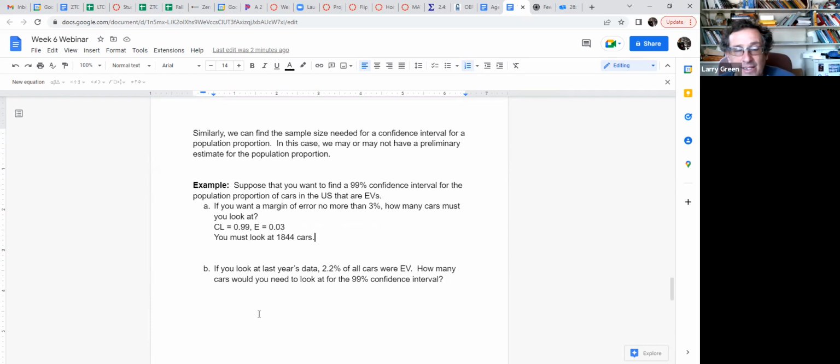Okay, now let's look at part B. If you look at last year's data, 2.2% of all cars are EV. Okay, I found this using Google. I went online. That's what it said. So how many cars would you need to look at for the 99% confidence interval? What's different for part B that we didn't have for part A?